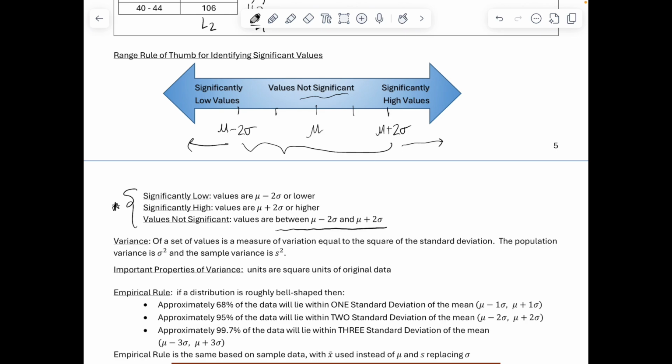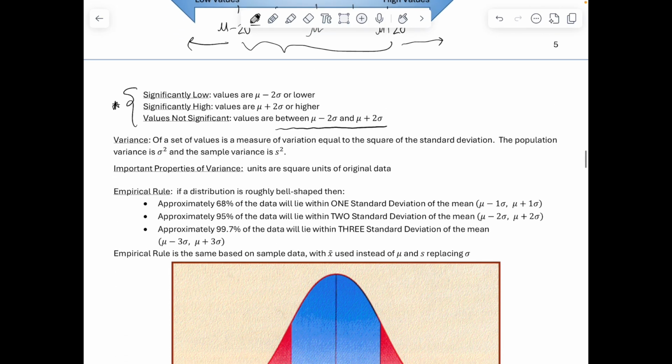Right below this, it says variance of a set of values is a measure of variation equal to the square of the standard deviation. The population variance is sigma squared, and the sample variance is s squared. Important properties about variance: units are square units of the original data, so not really making any sense. We do not use variance as much in this course, but it is used in a lot of other calculations.